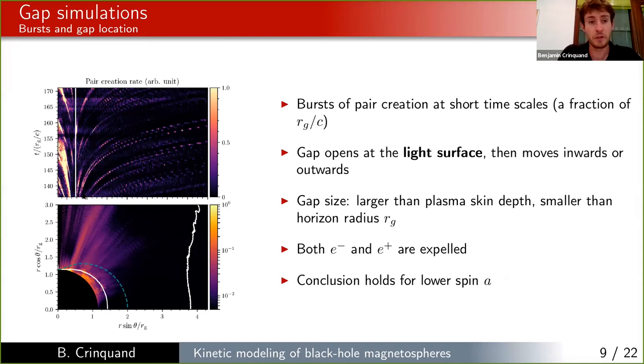So we were able to pinpoint the location of these gaps. This is shown on the space-time diagram on the left. The size of this gap is microscopic. It's much larger than the plasma skin depth, although it's smaller than r_g. Through this process, we are able to populate the whole magnetosphere with electrons and positrons and produce a quasi-force-free magnetosphere. And we checked that this conclusion is the same regardless of the spin.